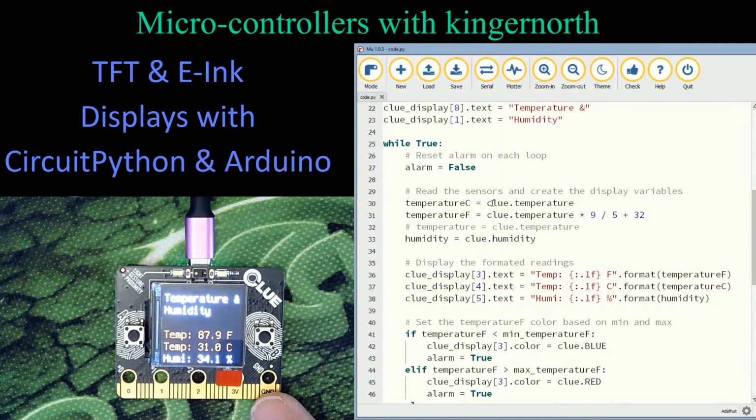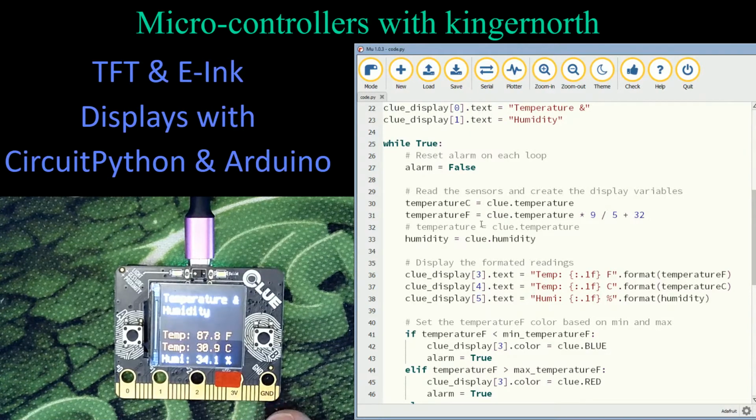So first thing it does is I'm going to read the temperature in Celsius, which is its default. So I'm going to read the clue temperature. And then I'm going to take it and do the math to it. I'm going to multiply it by 9, divide by 5, add 32. And that changes it from, I guess I can get rid of this other line of text here. I don't need it anymore. Basically, if I do that, it converts it to Fahrenheit. So I have a temperature C and a temperature F. And then humidity just reads directly off the chip.